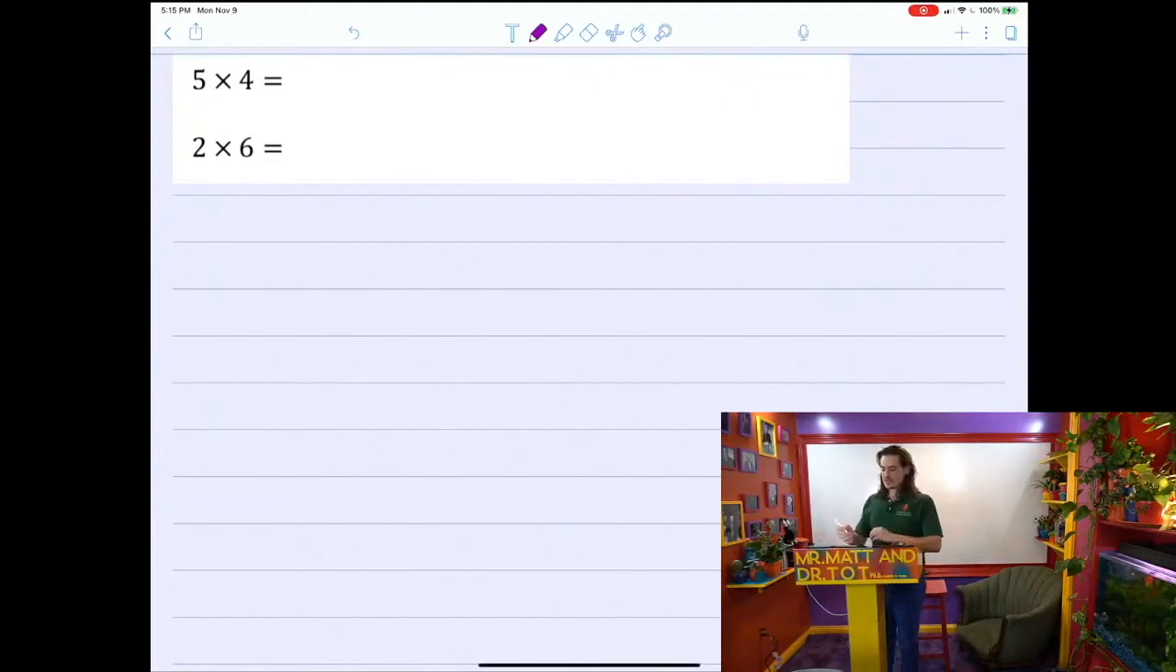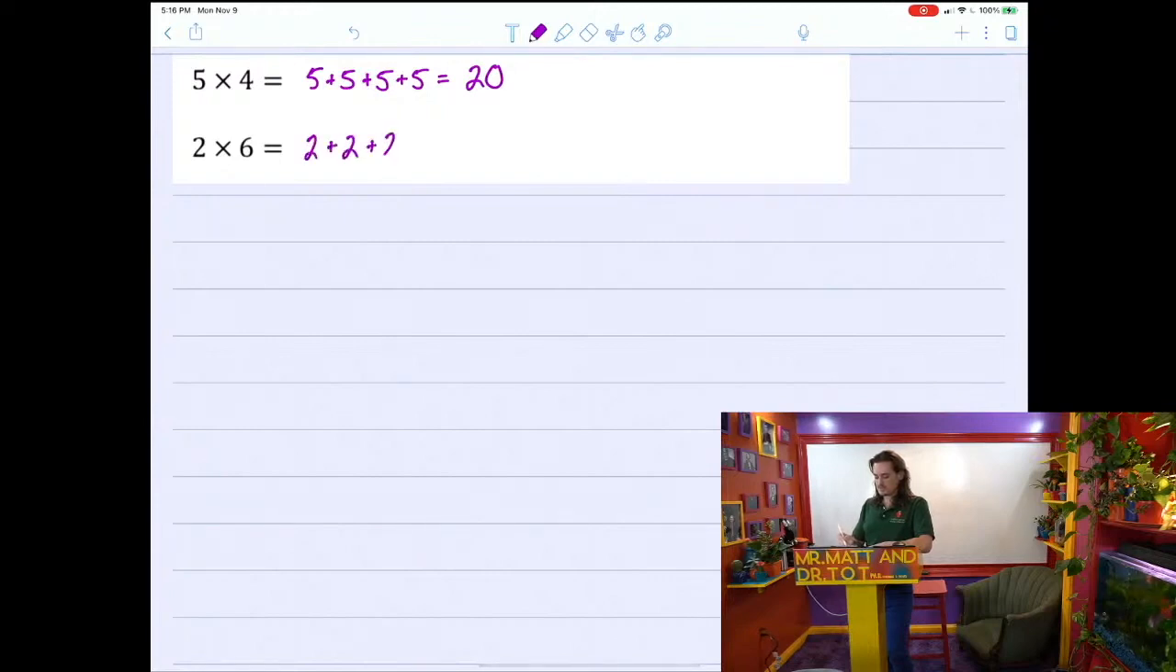Okay, so 5 times 4. So we can think of that as 5 4 times. So that's going to be 5 plus 5 plus 5 plus 5. So 5 plus 5 is 10. 10 plus 5 is 15. 15 plus 5 is going to be 20. 2 times 6. So that's 2 6 times. I'd also want to recognize that that's also the same thing as 6 2 times. 6 plus 6 is 12, so 2 times 6 is 12.